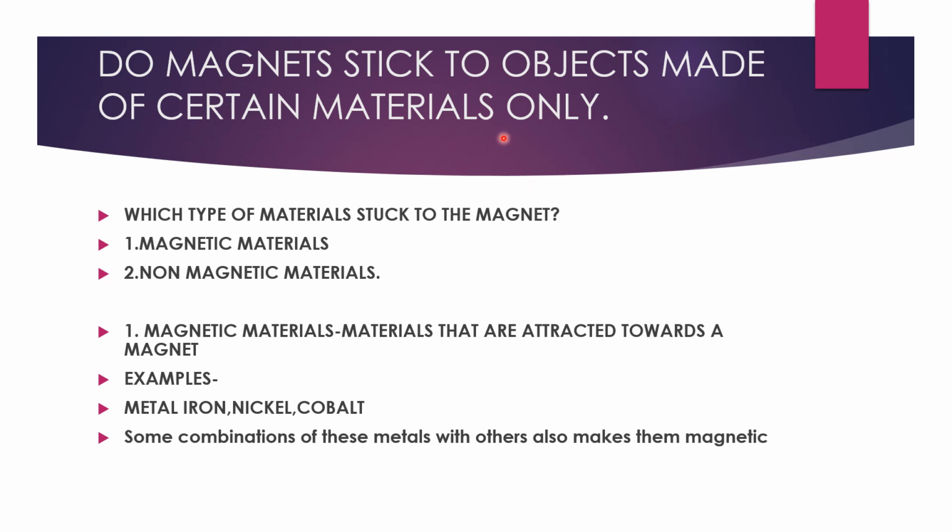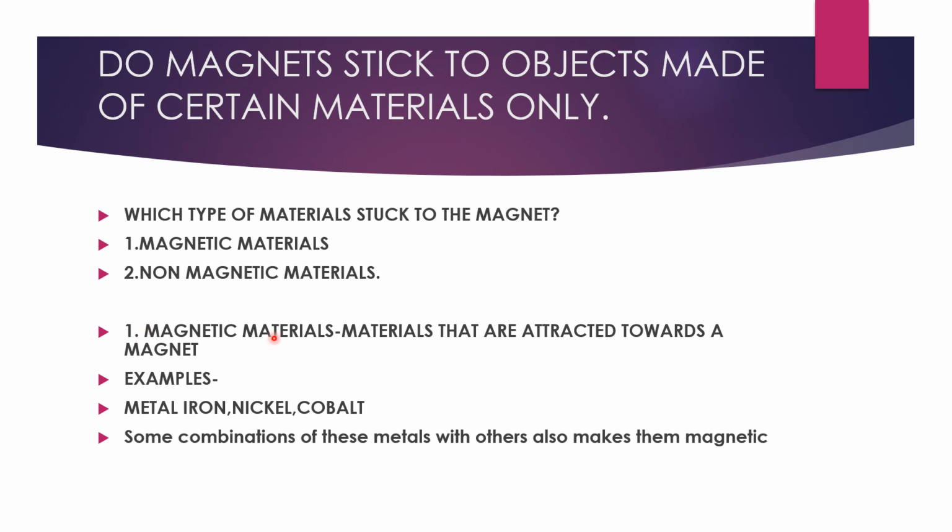Do magnets stick to objects made up of certain materials only? Have you noticed that it attracts only certain types of materials? Not every material is attracted towards it. So we have to know which type of material is attracted to or stuck to a magnet. Based on this, we have two types of material: magnetic or non-magnetic materials.